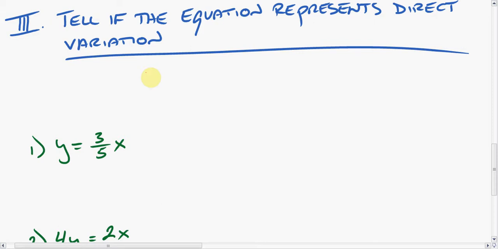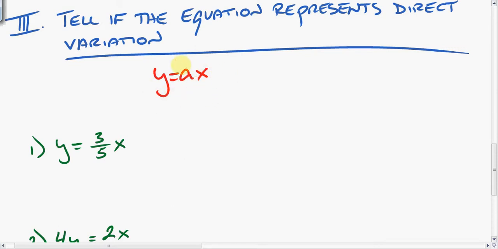This is section 2.5, part 3, where we need to tell if the equation represents direct variation. In order to do that, you need to remember direct variation takes the form y equals ax. And remember, in y equals ax, the a is kind of similar to slope, where it's a constant rate of change.